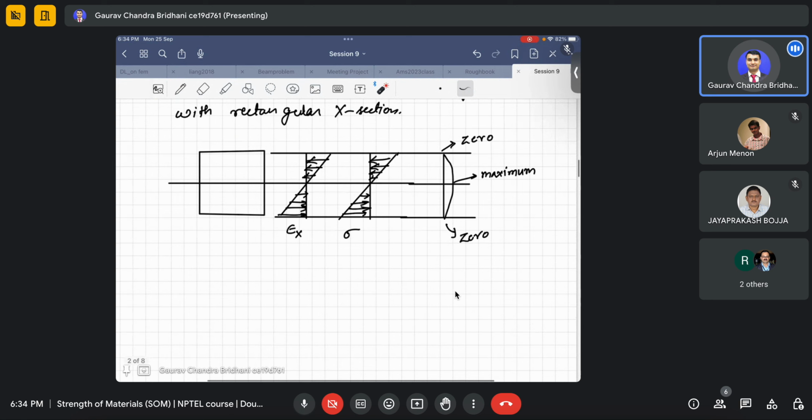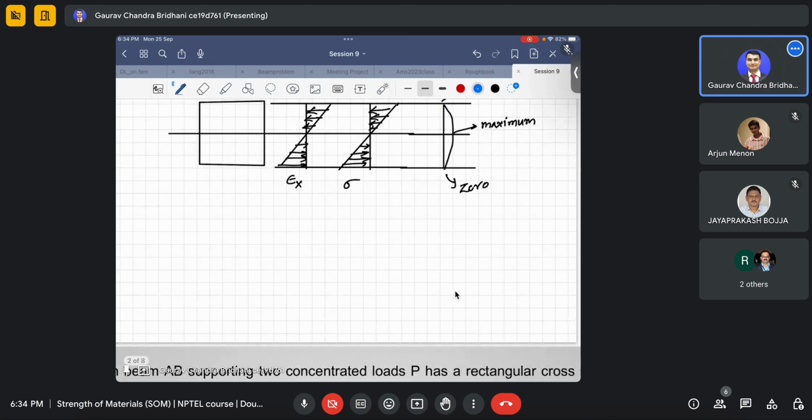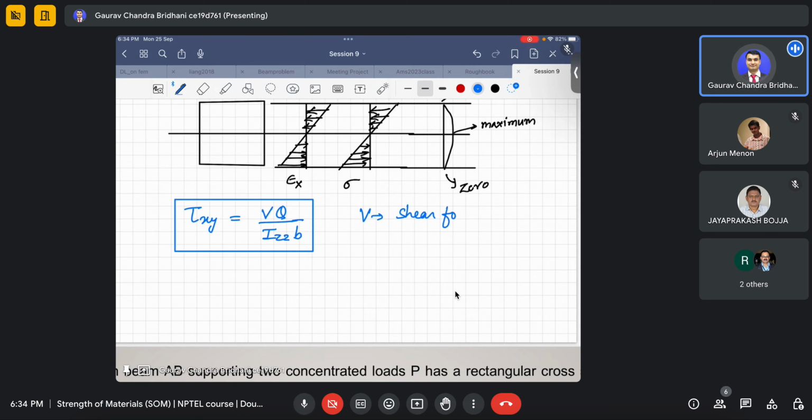So the formula we derived in this was, we found that tau xy is equal to V into Q upon Izz into b. The derivation of this was done in the lecture. V was the shear force on a particular cross section, because the shear force will also vary along the length. So this equation can be used wherever you want to find it.